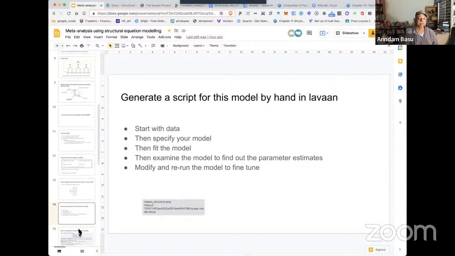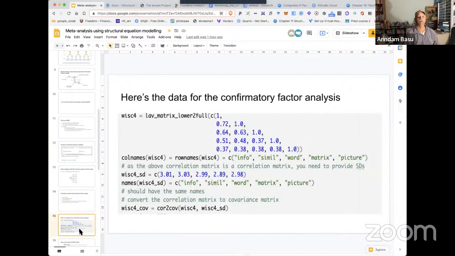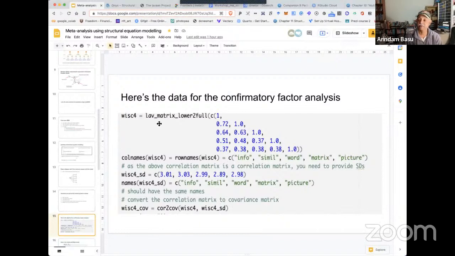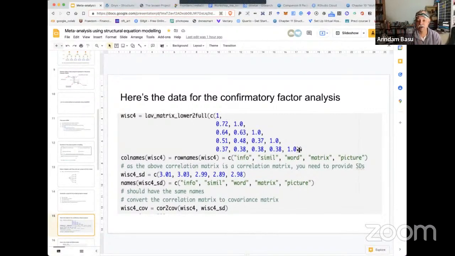So this is the code. Let me go over the code slowly so that if any of you are willing to write it in RStudio, maybe I will show you how it looks in RStudio and then we can run it. But meanwhile, let me explain this. In Lavaan, I'm going to create a matrix. Now it's a lower triangular matrix, as you can see. It's a correlation matrix. So you can see that 1, 1, 1, 1, 1 are the variances, and the lower triangular matrix of 0.72, 0.64, 0.63, and so on are the correlations between these various variables.